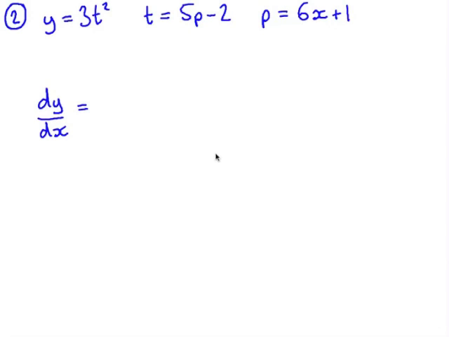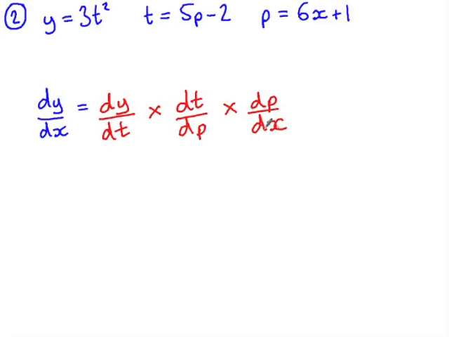Now the chain rule can be extended, so instead of just having function of a function, I've now got function of a function of a function. We've got y in terms of t, t in terms of p, p in terms of x. And I'm looking for dy by dx. So a variation of the chain rule, dy by dx is dy by dt multiplied by dt by dp multiplied by dp by dx. So I need to differentiate each of these functions.